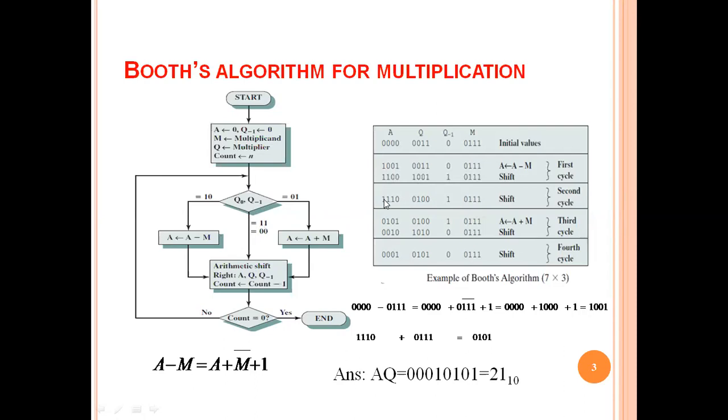And what is left? 1 is already there. It has to retain the sign bit in an arithmetic right shift. So you put 1 here. So the second cycle is complete. Clear? First cycle and second cycle.